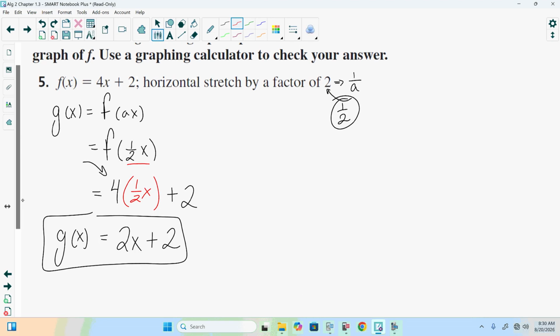I can get those notes down for you. Any questions on this here?